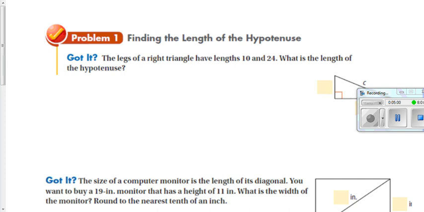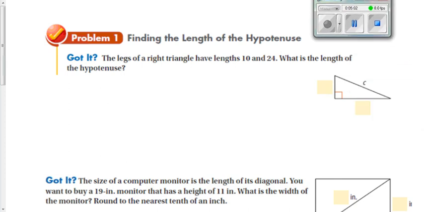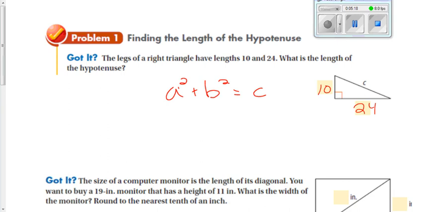All right, so let's actually use our Pythagorean theorem to find missing side lengths. So our problem says the legs of a right triangle have lengths 10 and 24. I'm going to fill them in. We are going to use that information to find the length of my hypotenuse. All right, so I'm going to go ahead and set it up. A squared plus B squared is C squared.